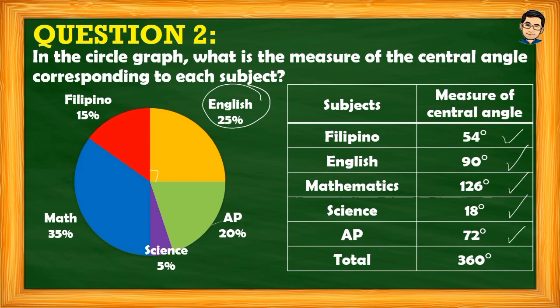Okay, so makukuha natin yung measure ng central angle kapag minultiply natin yung decimal value dun sa 360 degrees. And then i-add lahat natin yan from 54 up to 72 degrees. Kailangan ang makuha po nating sagot is 1 whole circle, which is 360 degrees.